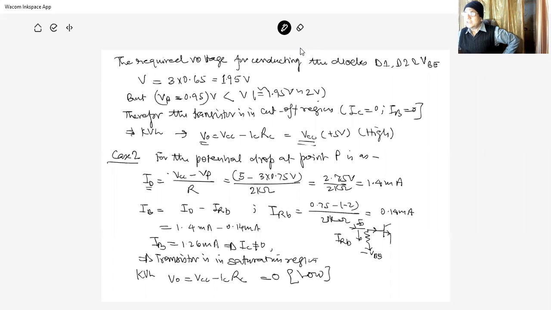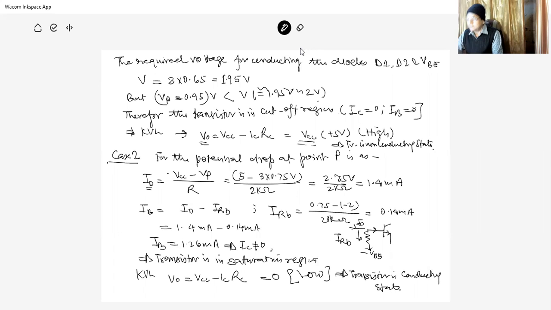So in the first case, if any one of the 3 inputs is 0, then the output will be high. And if all the inputs are high, then the output will be 0 because the transistor is in the saturation region. So in one case, that is when all the inputs are high, the potential developed across VP is sufficient to conduct the diodes D1, D2 and the transistor. So it is the conducting state. Here the transistor is in the conducting state. And in the other case, the transistor is in the non-conducting state. So this is the simple working of DTL. So this is about the DTL part that we have to discuss.